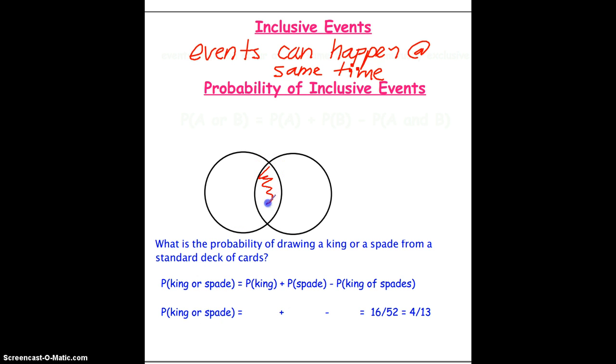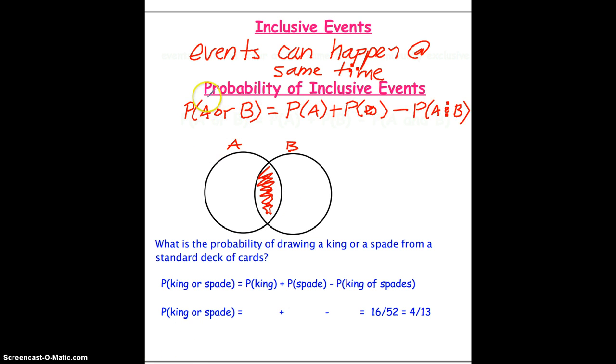That's where this piece of the Venn diagram is represented. So this would be probability of A, this would be probability of B. Here's the overlap of where they both occur. So what happens here with an inclusive event is we find the probability of inclusive events by adding the 2 probabilities together, so adding these circles together, and then we have to subtract this middle because when we add A and B, we're actually counting this middle twice. So we want to subtract it out so that we're only counting it once.